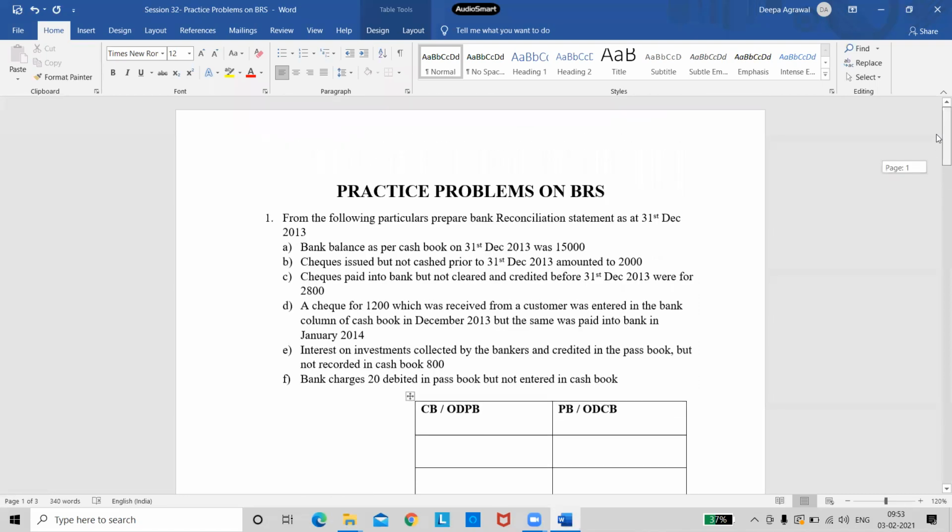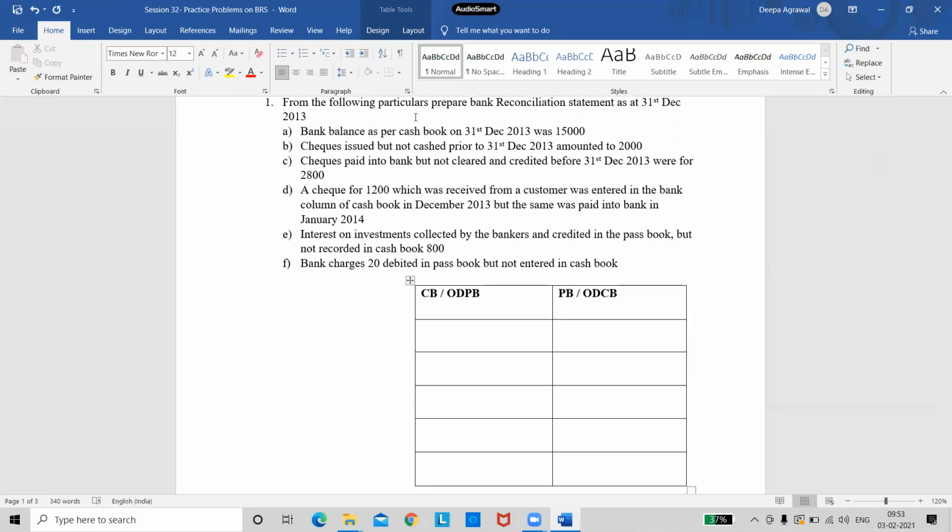Now look at the question. What is given in the question? The cash book balance is given. So the first statement is the balance given. Whichever side balance is given, write the amount on that side. For me, cash book balance is given, so I will write here cash book balance. The amount given is 15,000. Cash book is given, so I will write the amount in this column.